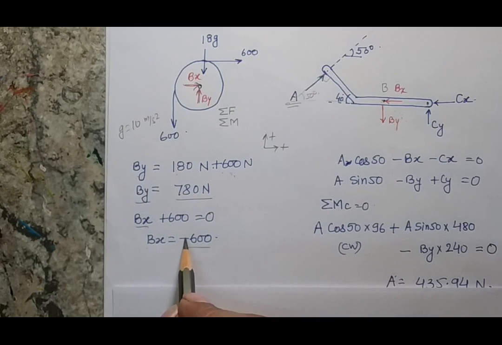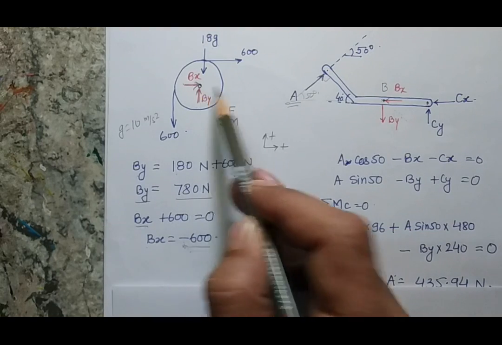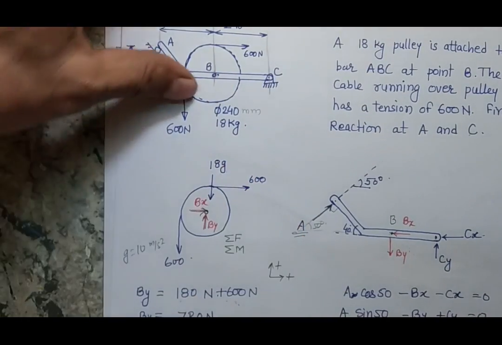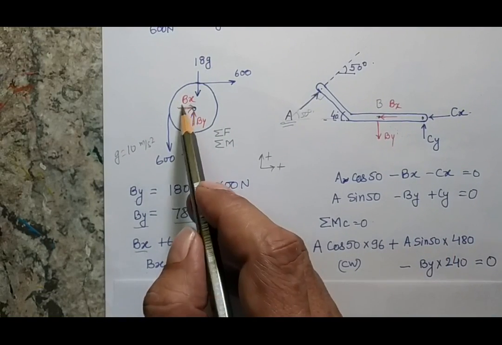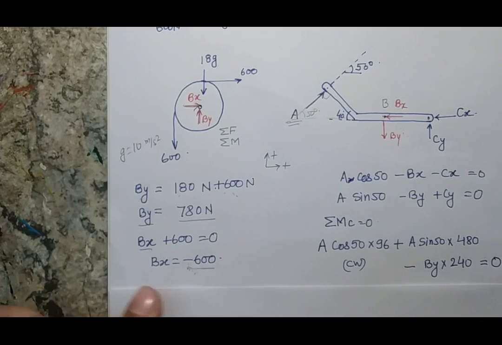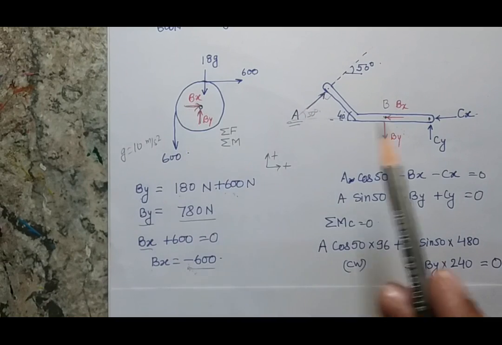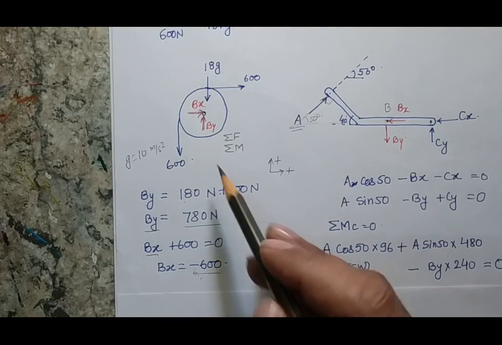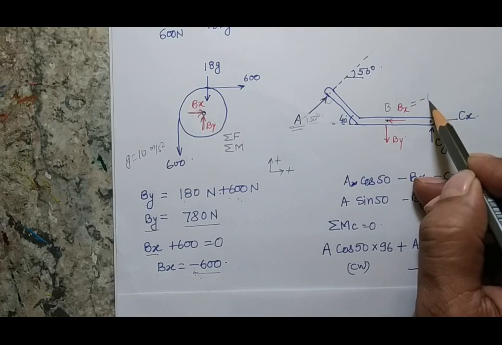What is the significance of this negative value? The negative value indicates that I have assumed a direction of the reaction towards the right, but actually in my system this force is acting towards the left side. So I am not going to change the direction; I have only understood that my answer is negative, so the actual direction is leftward. But as I have already drawn the direction here, I am not going to change it, but I know that the value of Bx will be considered as minus 600.